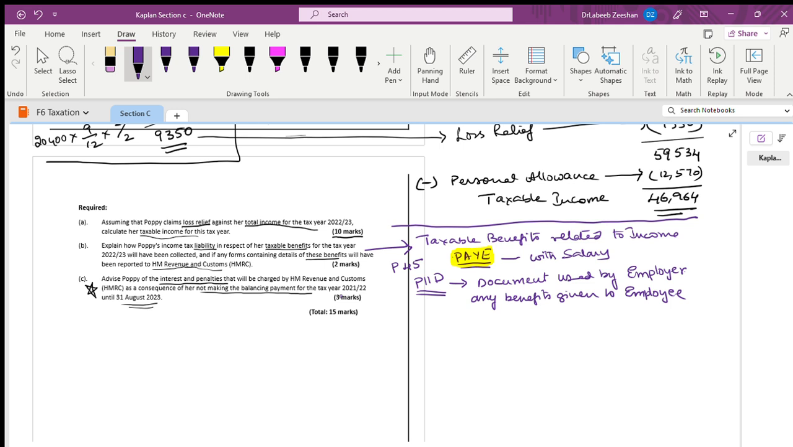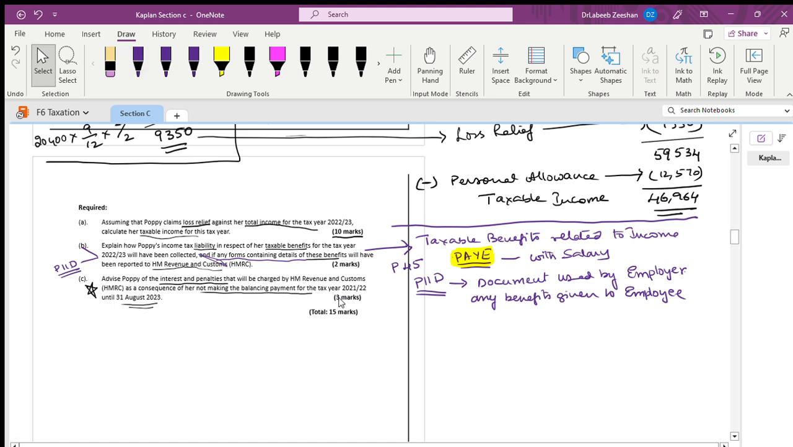That's what they mention very clearly. Any form containing details of these benefits, which form is it? The P11D. Clear. Fine. Next. Coming to the third one.